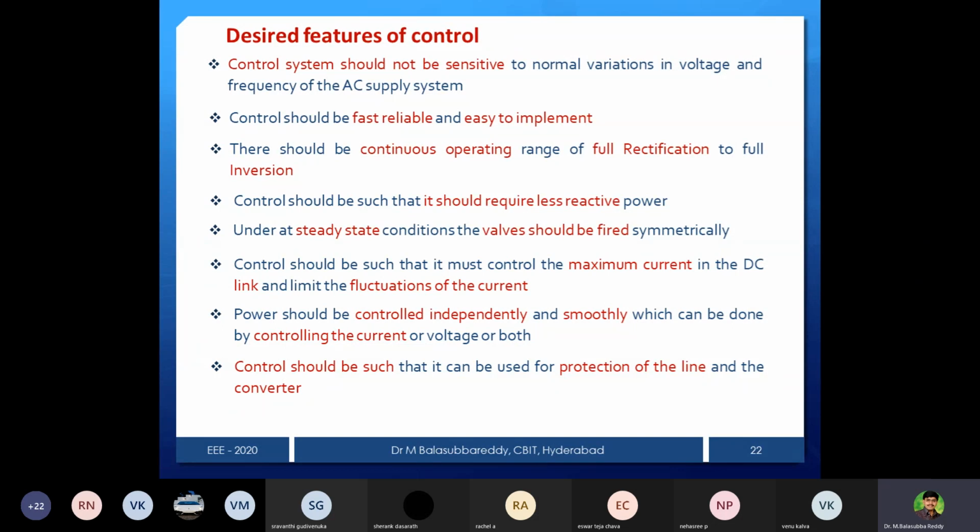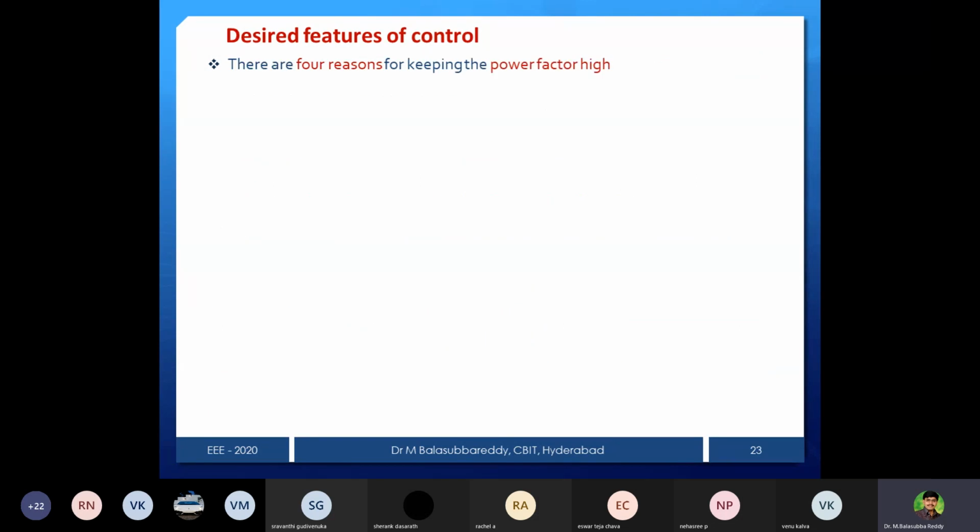In that equipment we have only two things, control stations and transmission lines. So this controller should also take care of the protection of the transmission line as well as the converter. If the converter fails also, we have to shut down the system. So that is the thing. Control should be such that it can be used for the protection of line and the converter.